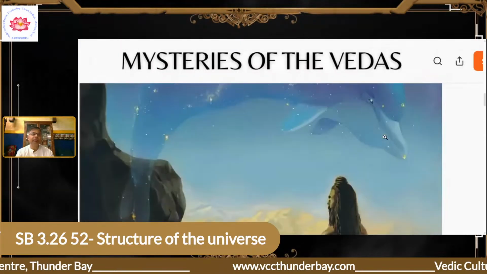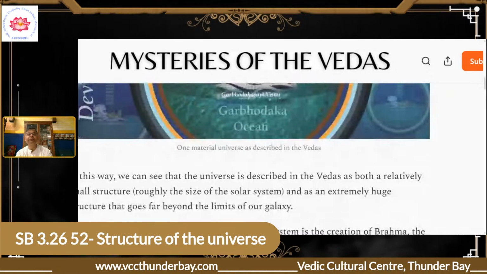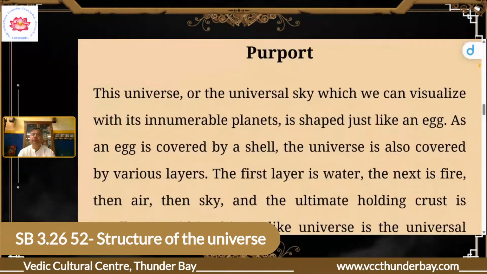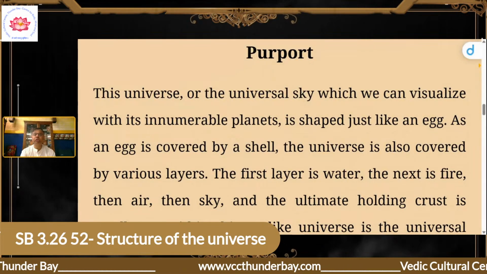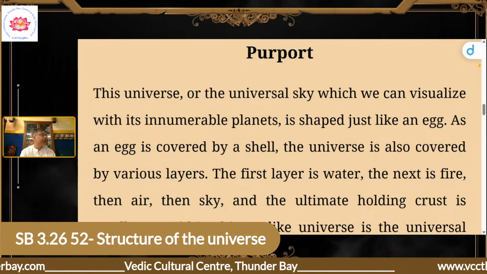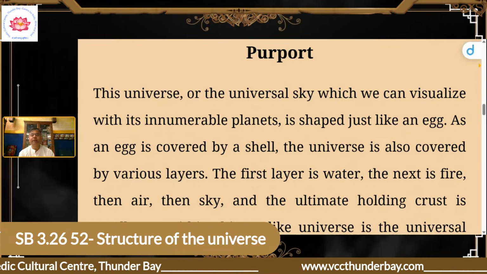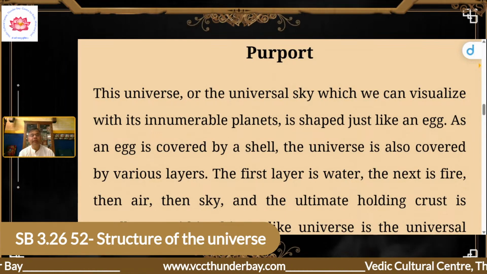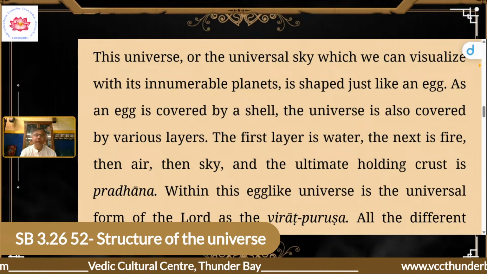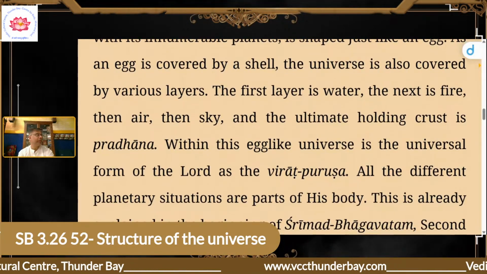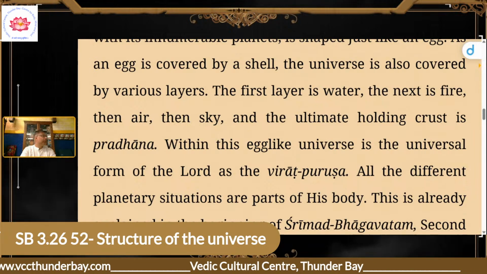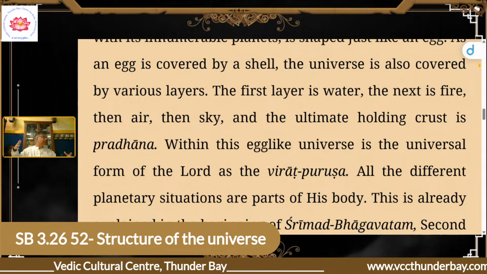This is a description of the material universe in Shrimad Bhagavatam. Here we are going to go back to this one, and Srila Prabhupada is explaining about this. This universe, or the universal sky, which we can visualize with the innumerable planets, is shaped like an egg. This is what we just learned, right? As an egg is covered by the shell, the universe is also covered by various layers. The first layer is water, the next layer is fire, then air, then the sky, and the ultimate holding crust is pradhana, which is the Mahat Tattva we talked about. Within the egg-like universe is the universal form of Lord, Virata Rupa. We saw that Lord Garbhodakshay Vishnu is sitting there. All the different planetary situations are part of his body. All these planetary systems are also coming from Krishna, from Mahavishnu. Right?